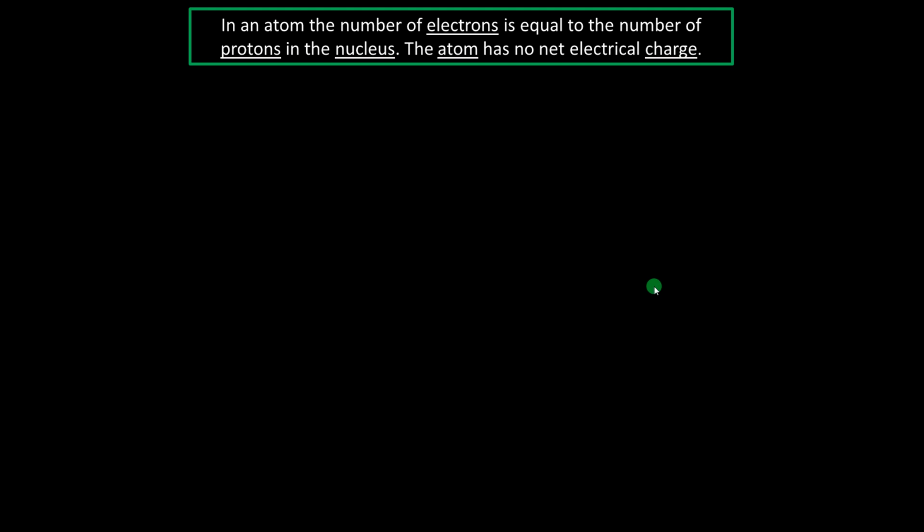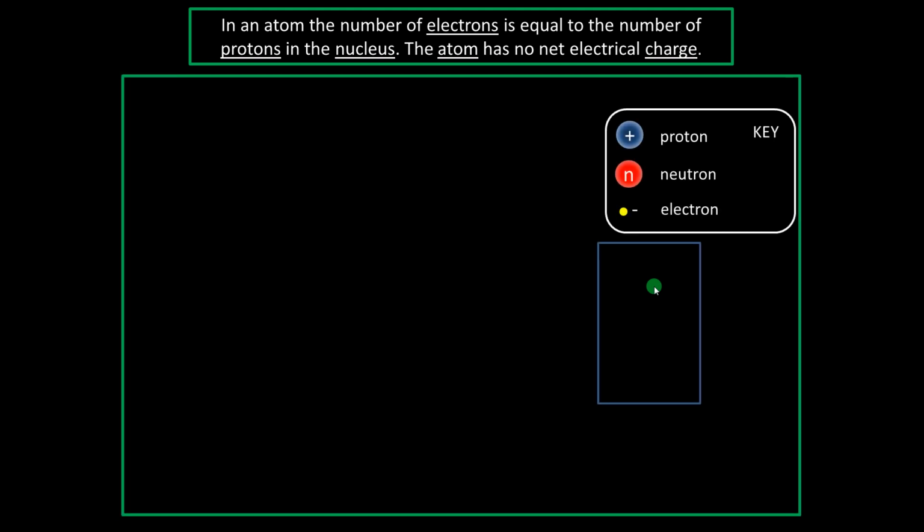Okay, so in an atom, the number of electrons is equal to the number of protons in the nucleus. The atom has no net electrical charge. So, you should be very familiar with this stuff from chemistry anyway, but let's have a look at it. There's a key up here to these diagrams, and these are the same key we're going to be using throughout the video. I won't always have it displayed because you're going to be familiar with it by the end. A blue circle with a plus sign is the proton, red circle with an N, a neutron, and the yellow dot with a little minus sign here is the electron.